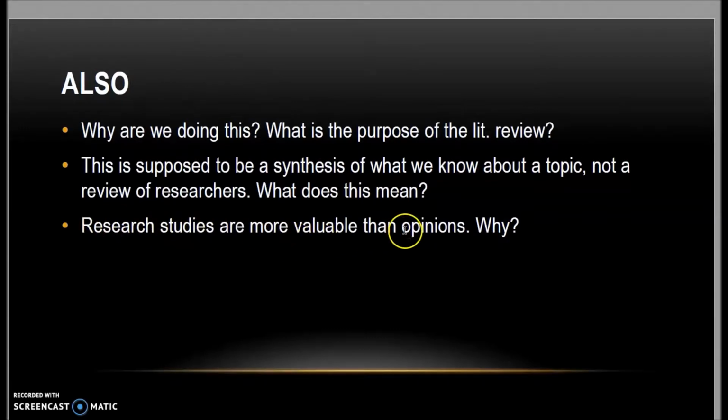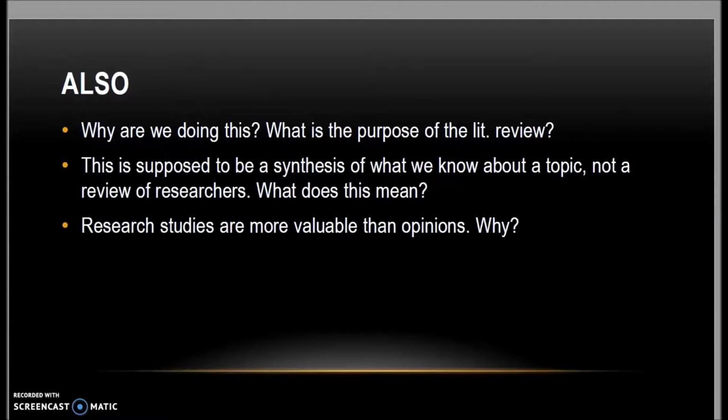Research studies are more valuable than opinions. Yes, we all have opinions, and those are important. But for a literature review, these are the people who actually conducted the study, found out whether what they were thinking about was true or not, and they have proved it. They have shown evidence to prove their arguments, and hence research studies are more valuable than opinions.